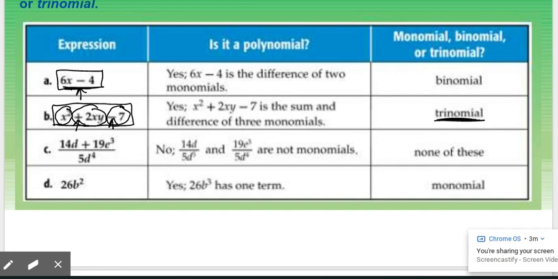Now, letter C, I wanted you to see this, this would not be considered a polynomial. The reason why is that we have division of a variable here. And you can see in their example here, even when we try to simplify and split this up, we're still going to have variables in the denominator. And that makes it not a polynomial. Last but not least, this is the one we've already seen. Okay, it has one single term. This is a monomial.